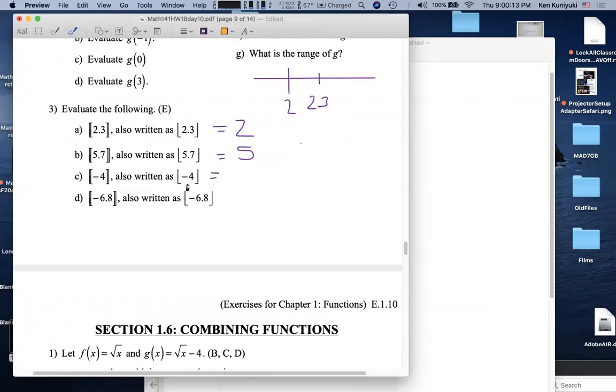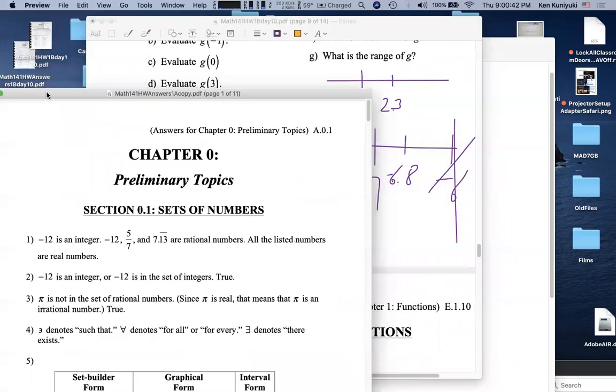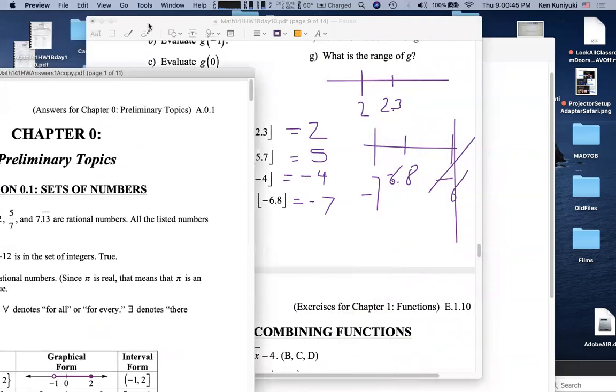When you round down an integer, it's the integer. -4. Over here, what's the closest integer without going over? -6 is going over. You don't want him. You want -7. All right, any questions?